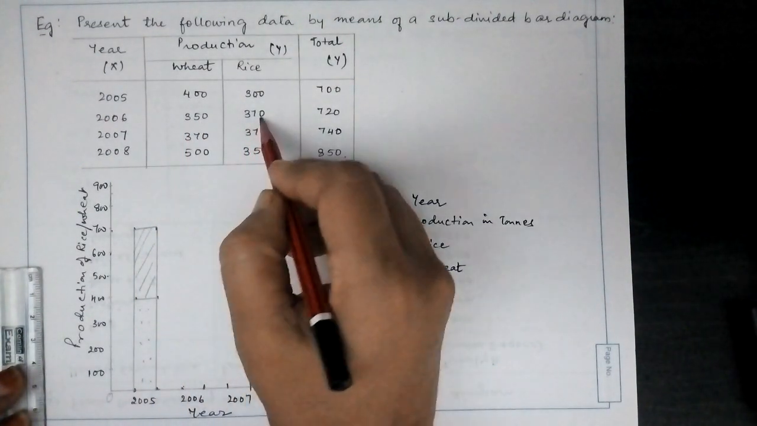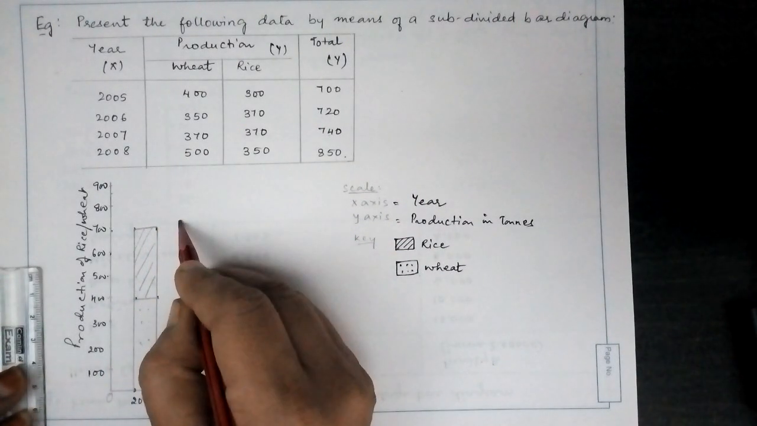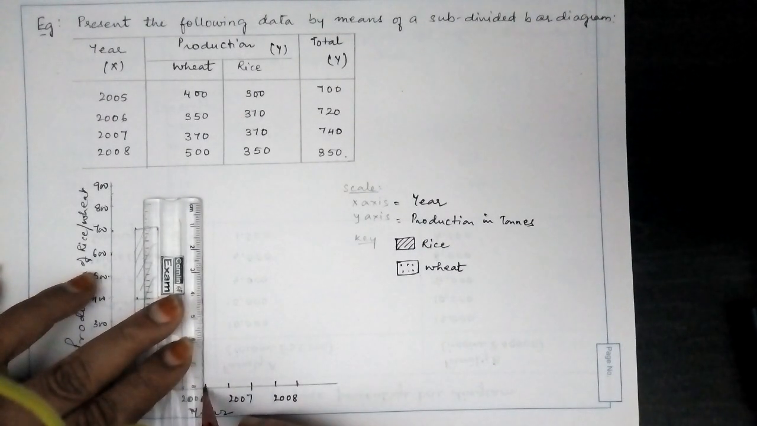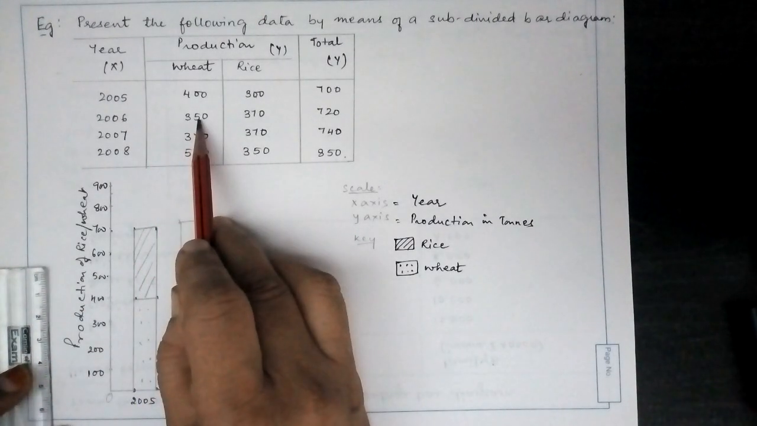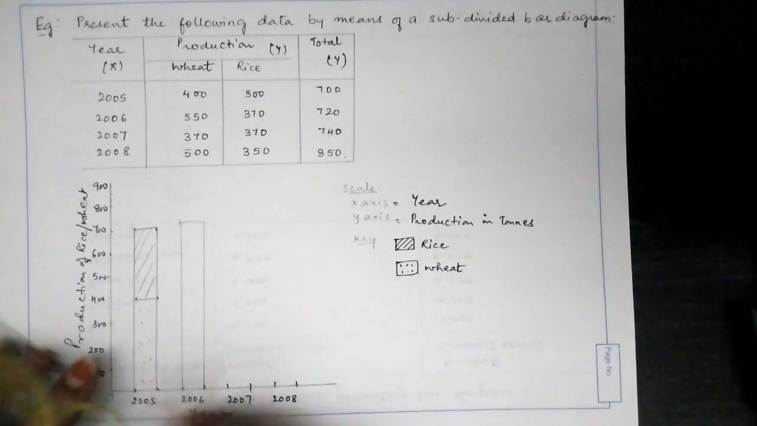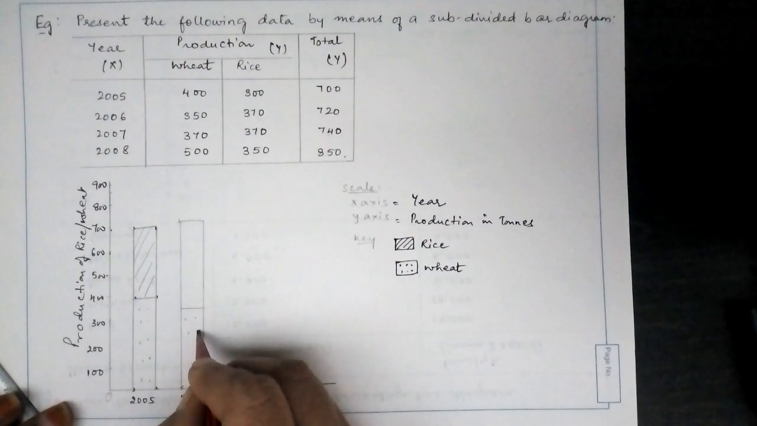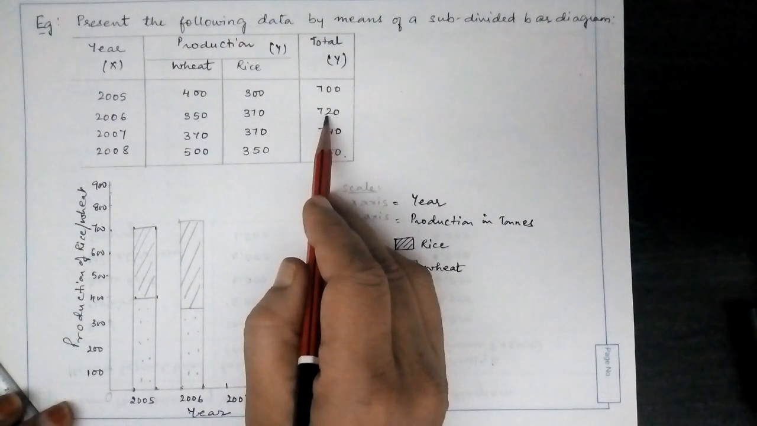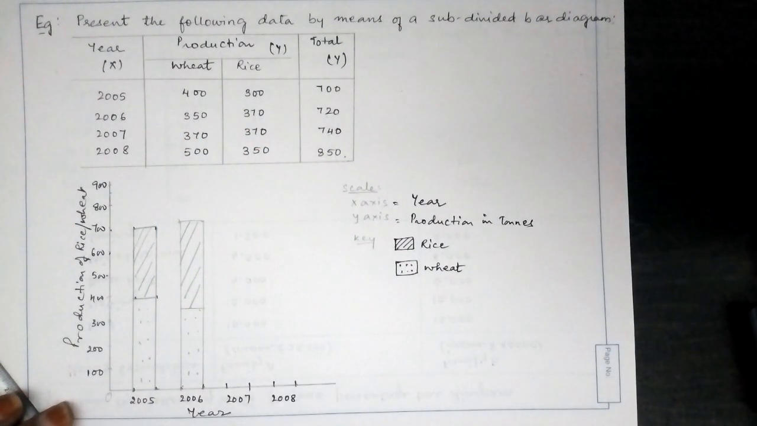It is 350 and 370, the total being 720. So 720 will be just above this. Okay, so we will first draw the 720 bar, and we will represent wheat, which is 350. So 350 lies somewhere here in between 300 and 400. So we will call this wheat, and this is our wheat, and this is rice. Now 720 minus 350 is 370. So from here to here it is going to be 370. Okay, likewise we will plot for 2007.